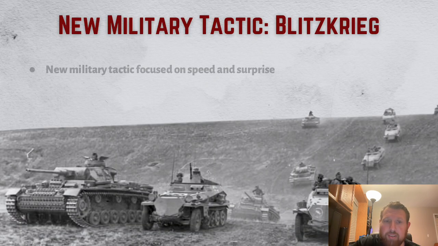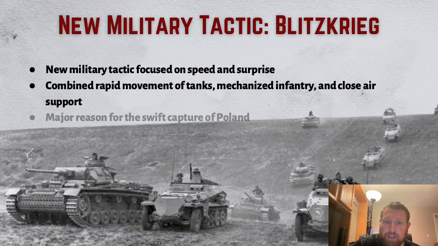One of the reasons that everything went so quickly was a new tactic called Blitzkrieg, and that translates to lightning war, but it focuses on speed and surprise. It utilizes a combined arms approach that integrates the rapid movement of tanks, mechanized infantry, and close air support to break through enemy defenses and exploit the element of surprise.